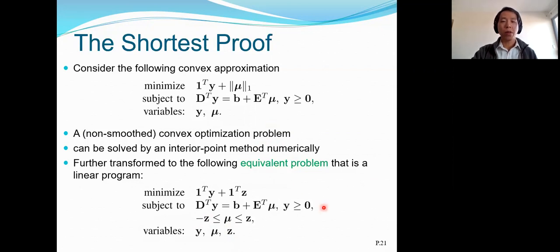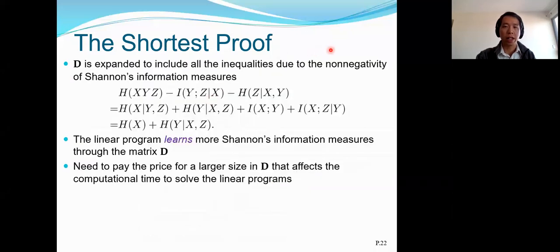And furthermore, here we will expand the matrix D. So far we have discussed that we use the matrix D to contain only the elemental inequalities. Actually, it is also okay to expand it to contain all the basic inequalities, which are due to the non-negativity of Shannon's information measures. So at the end, we get a combination of the rows in D. It is still a valid proof because they are all non-negative. If we plug in these inequalities into the system, then we will get a proof like the last line here.